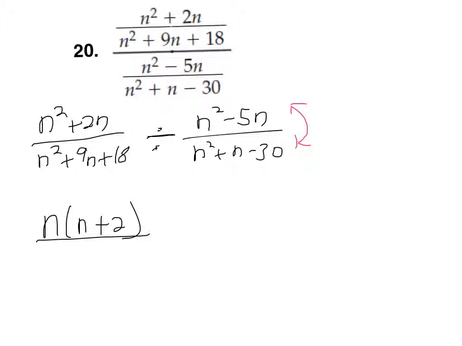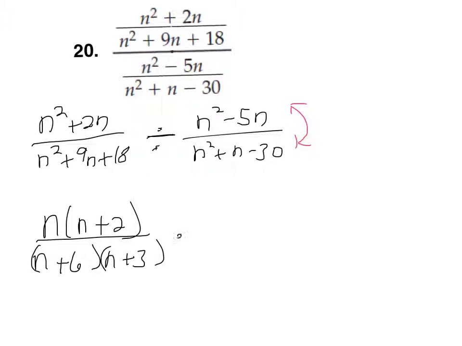Sometimes I don't even mention it because I know right away there's not one. Like in the denominator here, can I divide something out of all three of these? No. So I go right away to the 2 parentheses, n and n. What two numbers multiply to make 18 but add to make 9? That would be 6 and 3.